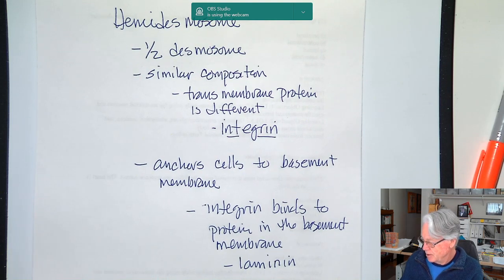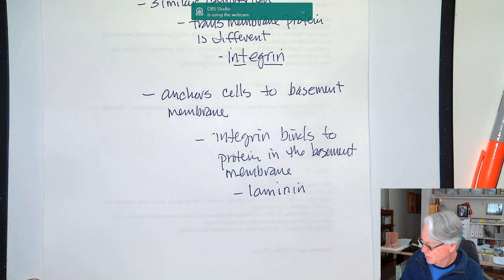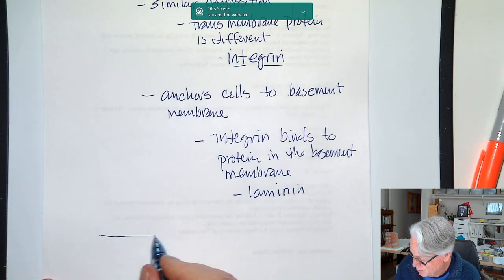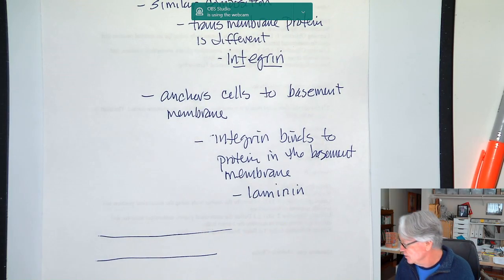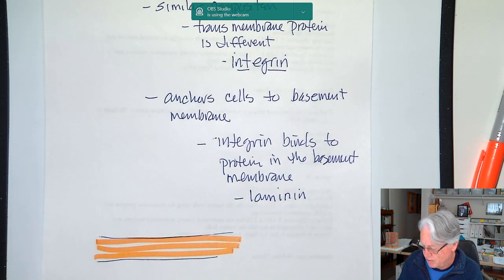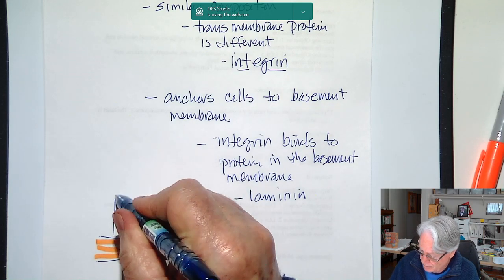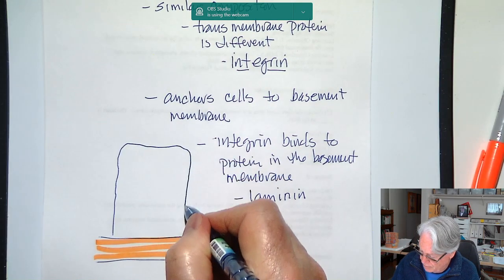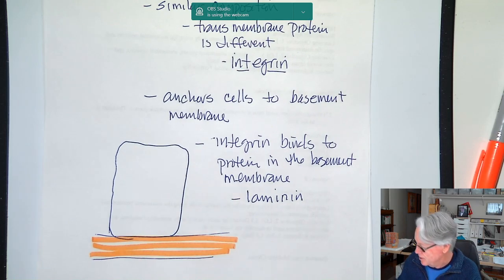All right, let's go ahead and draw a quick picture of that. So I'm going to bring in my basement membrane, and let's create that in orange. That's my basement membrane. Here's my cell.